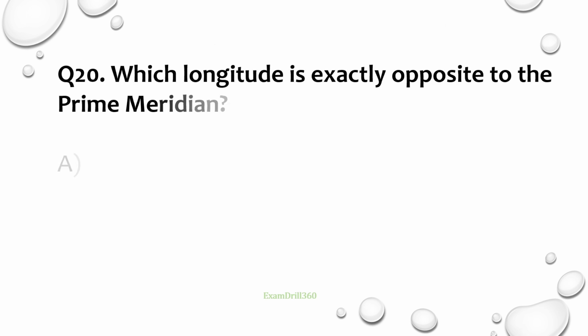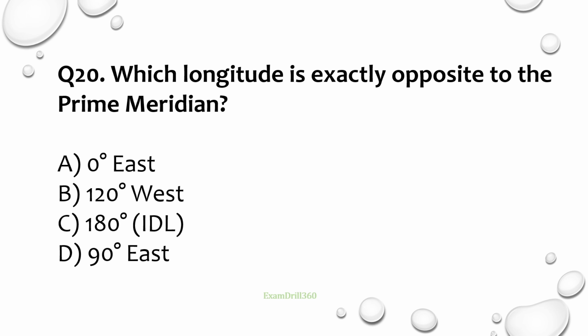Question number 20. Which longitude is exactly opposite to the prime meridian? We discussed already. Exactly opposite of the prime meridian is 180 degrees, the international dateline.